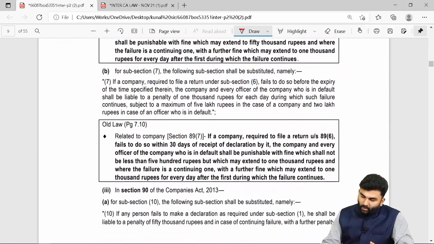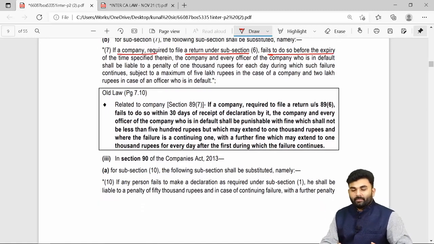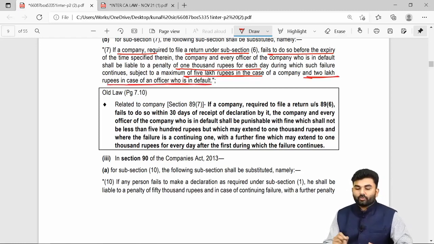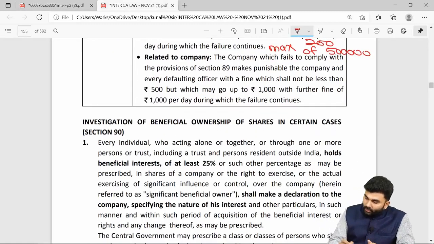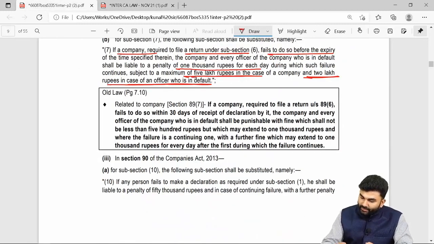Okay. Over here, if the company makes any default in filing the return with the ROC, then the company will be asked to pay a penalty of rupees 1,000 per day during which the failure continues, subject to a maximum of 5 lakh rupees in case of a company, and a maximum of 2 lakh rupees in case of officer in default. So in case of a company, the penalty is 1,000 rupees per day for the failure being continued, and the company will be asked to pay a maximum penalty of rupees 5 lakhs.